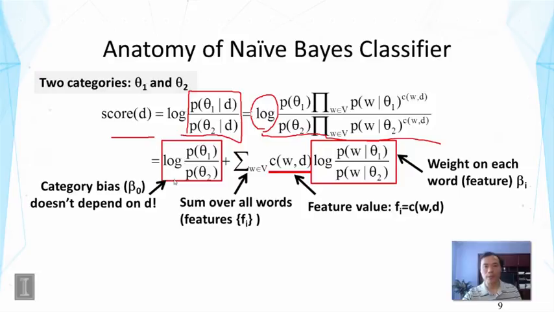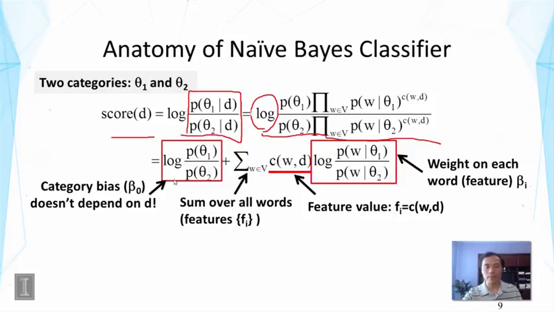Right? So we're going to aggregate all the evidence from the document. We take a sum of all the words. We can call this the features that we collect from the document that would help us make the decision. And then each feature has a weight that tells us how this feature supports category 1 or category 2. And this is estimated as the log of probability ratio here in naive Bayes. And then finally we have this constant of bias here.